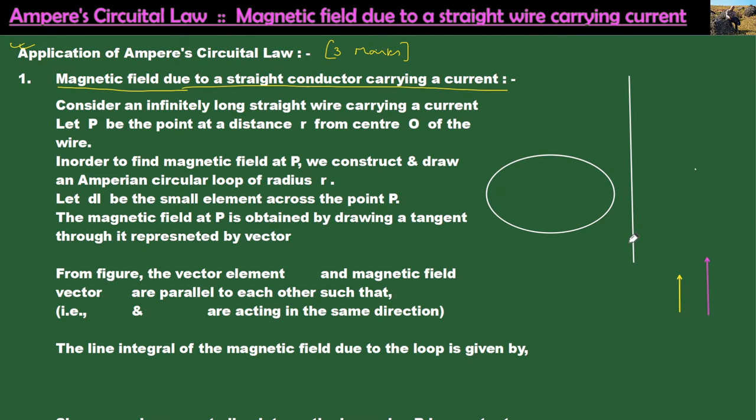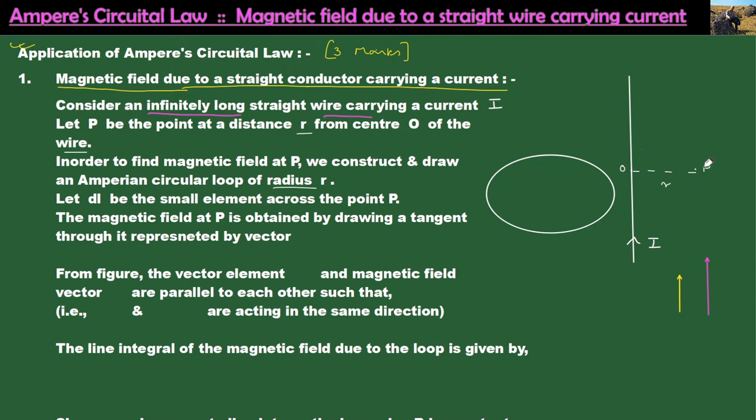So let us consider a long straight wire carrying a current I in the upward direction. The description is that we have considered an infinitely long straight wire carrying a current I. And let us take this point P, which is at a certain distance R away from the center O of this wire, that means at a certain distance R from the wire.